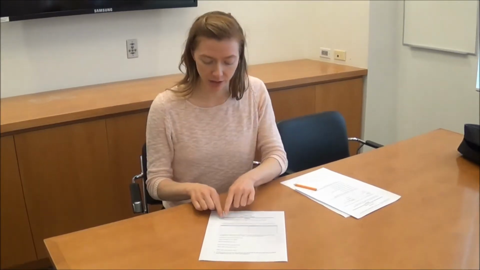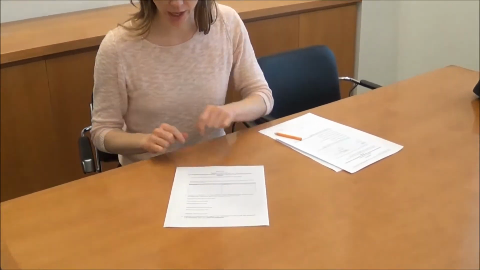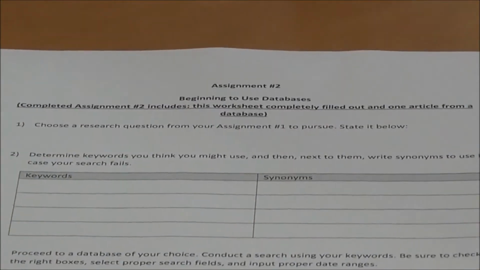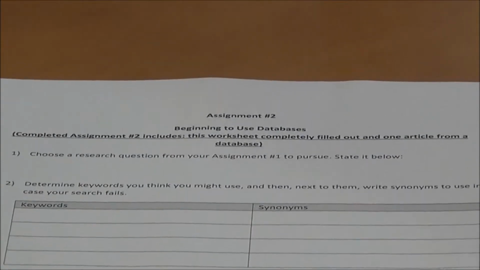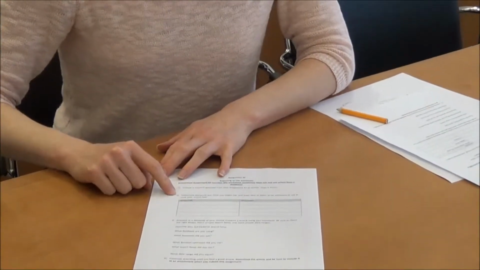It can be a slightly revised question. For example, if I indicated to you that your question needed to be more complex or more focused, try to revise it, spruce it up a bit, and then write it below after number 1. You will be graded on how carefully your article that you find actually answers your question. Moving on to number 2.